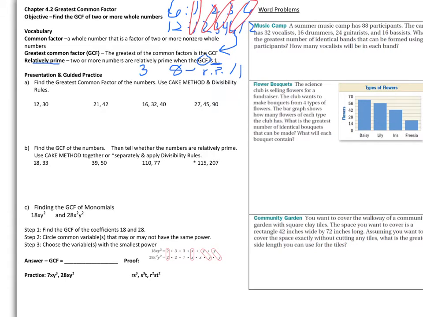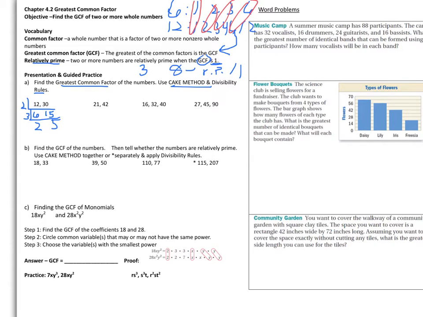Guided practice, part A. To find the greatest common factor, use the cake method and divisibility rules. So 12 and 30. The lowest common prime factor of 12 and 30 is 2. So we will begin with 2. 2 times 6 is 12. 2 times 15 is 30. And the next one we'll have 3, 2, and 5.